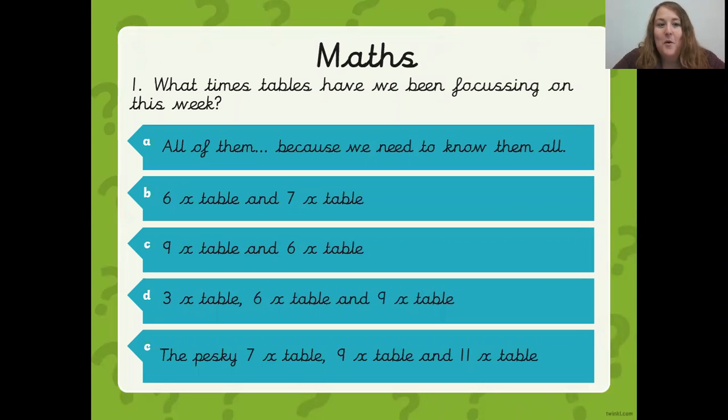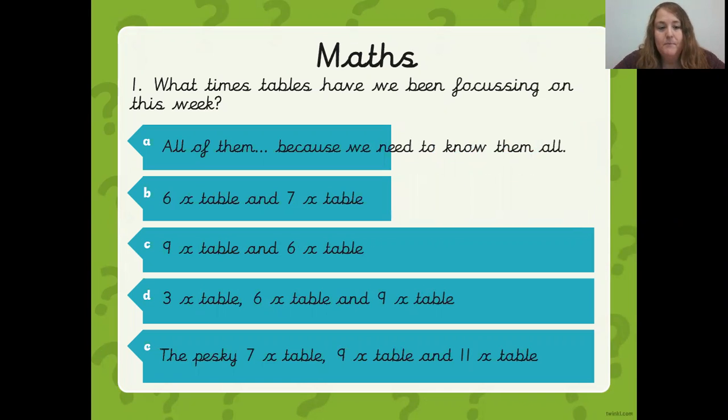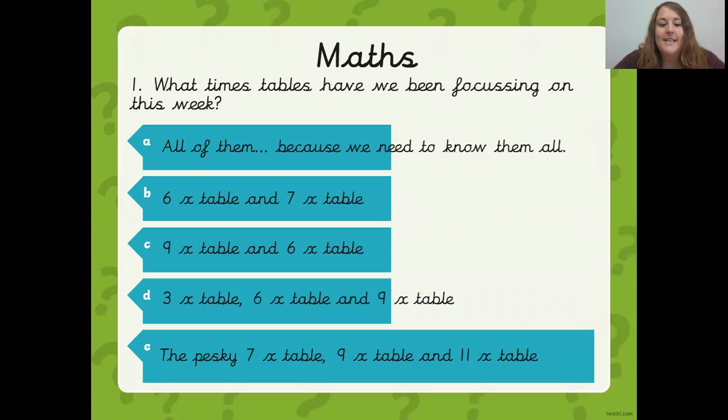Okay, maths. Question 1. What times tables have we been focusing on this week? Is it A, all of them, because we need to know them all? B, the 6 times and 7 times table? C, the 9 times table and 6 times table? D, the 3 times table, 6 times table, and 9 times table? Or is it E, the pesky 7 times, 9 times, and 11 times table?